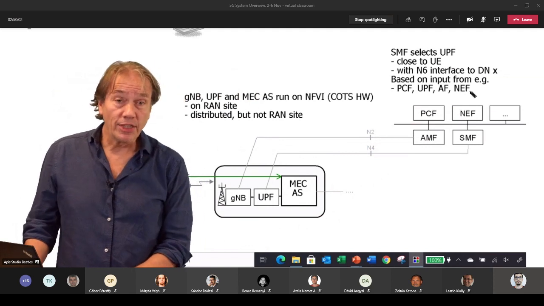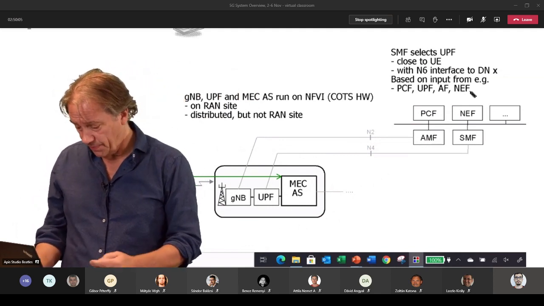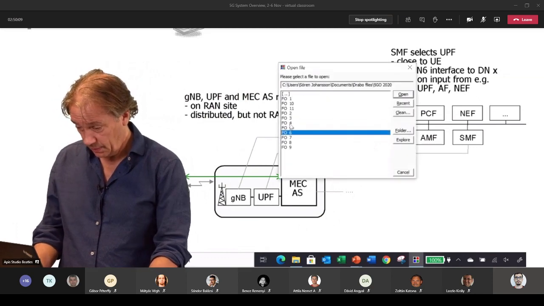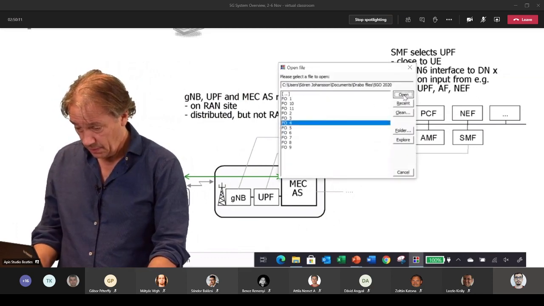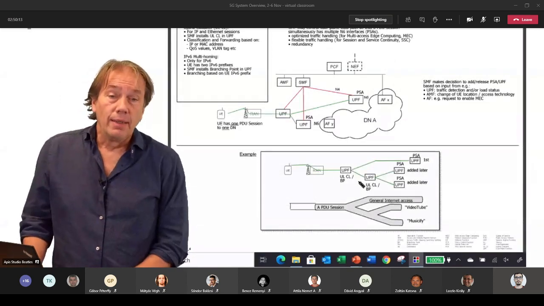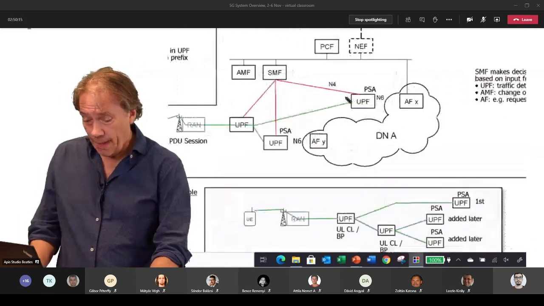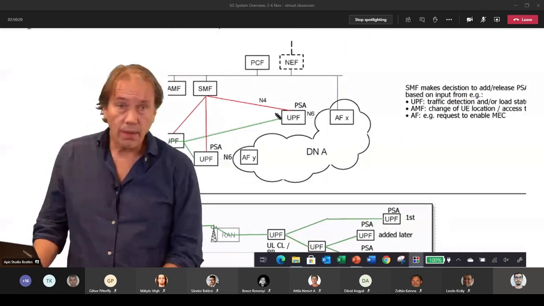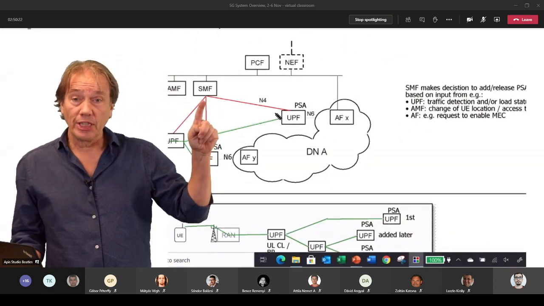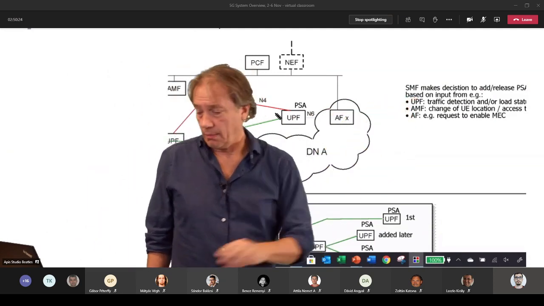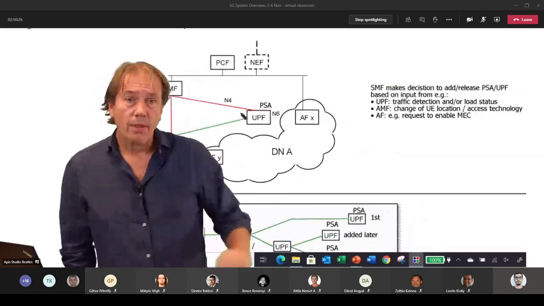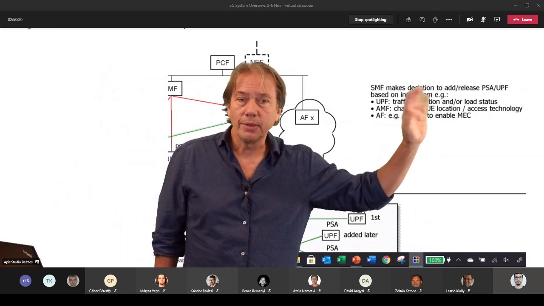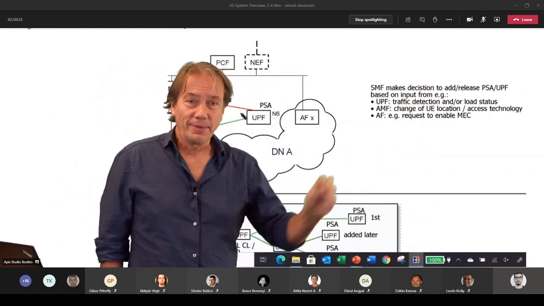This was basically what I said yesterday. If we go back to this picture, we said that the session management function makes decisions. Oh, there's a typo here, but who cares?